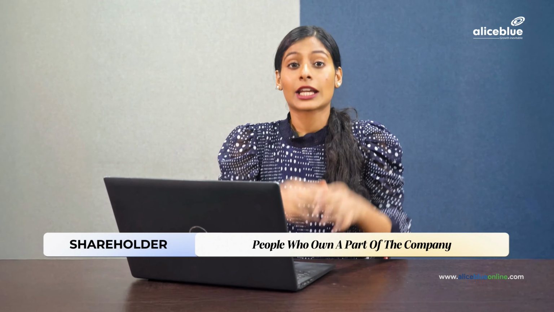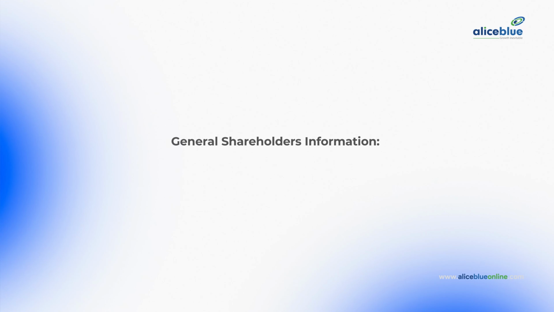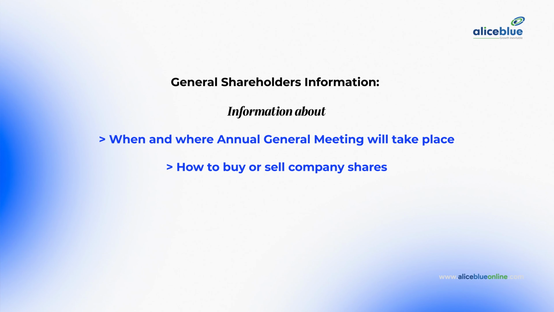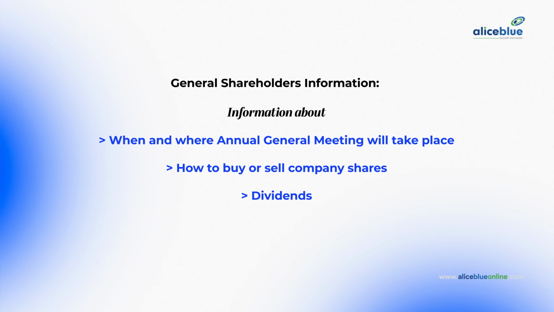Number 2, we have the general shareholders information. Now this section is primarily for the shareholders of the company. It talks about when and where the AGM will take place, how to buy or sell the company shares, and details about the dividends of the company.